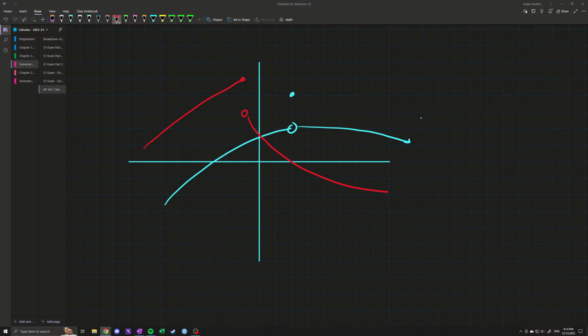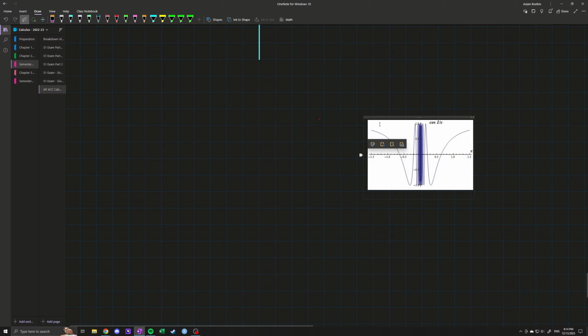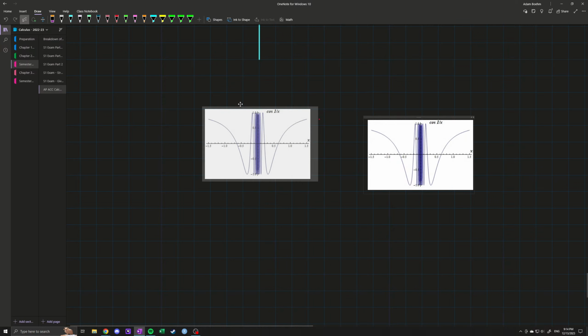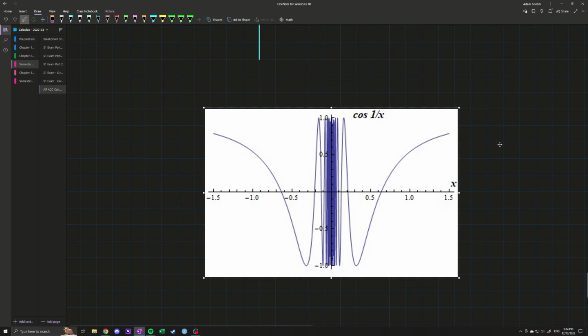Cosine of 1 over x is going to look a lot the same. It just looks more like a cosine instead of a sine. Like that. It's probably hard to see, but that's what it looks like. There you go. That's cosine of 1 over x. Yes, that's still an oscillation.